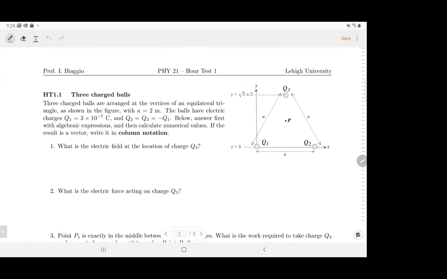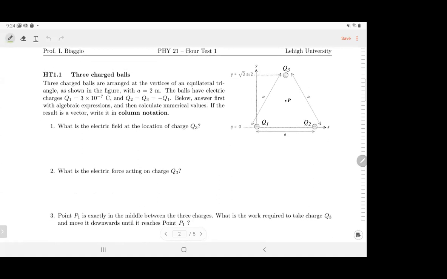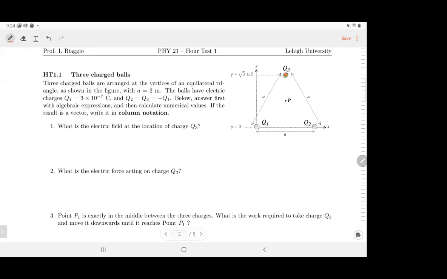So they are symmetrical. The first question, what's the electric field at the location of point three? So we are going to check the electric field at this point. At point three, we only need to calculate the electric field generated by Q1 and Q2. Okay, so the charge cannot generate an electric field to affect itself. So there are two electric fields.